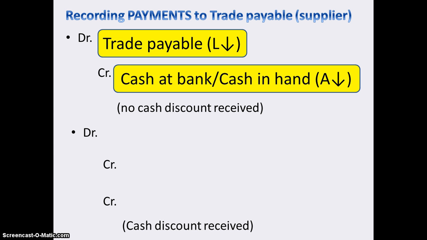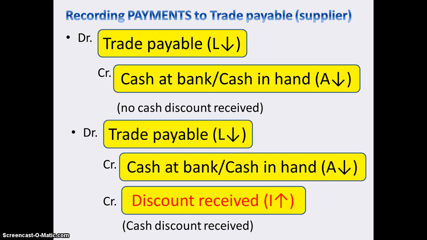Sometimes the business receives cash discount from supplier. In this case, the journal entry will be debit trade payable, credit cash at bank or cash in hand, and credit discount received. The business will credit discount received as it increases the income of the business.